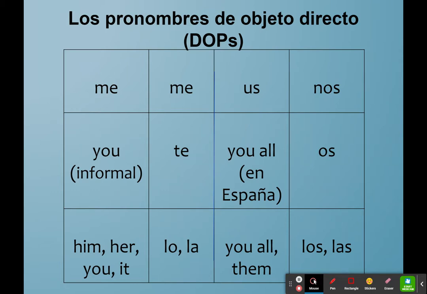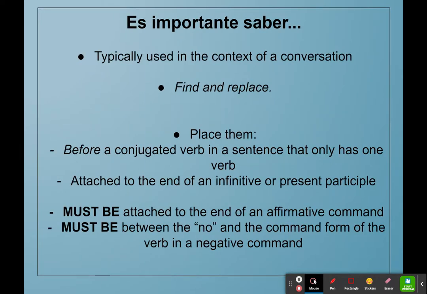So you'll notice that for the him, her, and the you, it, and you all and them, we do have masculine and feminine forms for both of those. También es importante saber que típicamente se usan en el contexto de una conversación, in the context of a conversation.